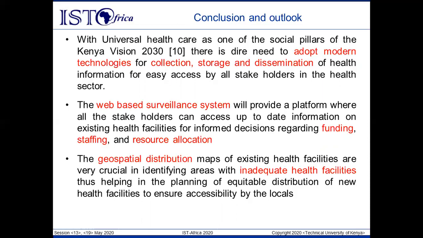The geospatial distribution maps of existing facilities are very crucial in identifying areas with inadequate health facilities and also helping in planning of equitable distribution of new facilities to ensure accessibility by the locals. So in the final paper, we have sample maps of the geospatial distribution that we did.